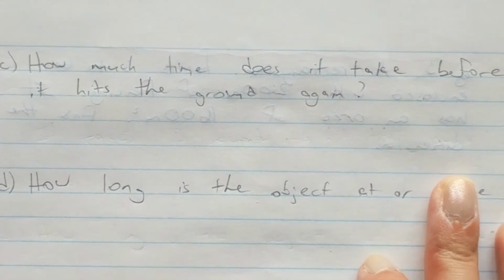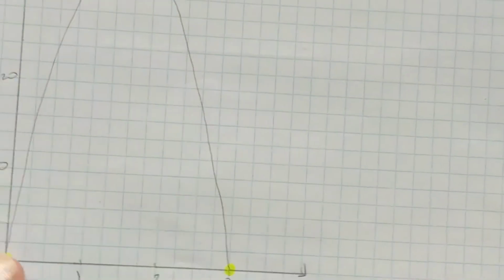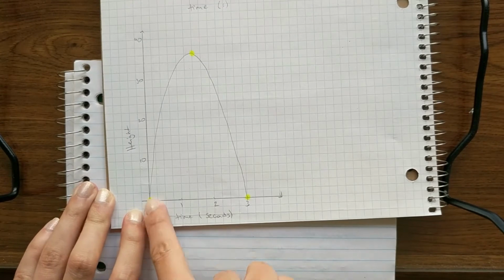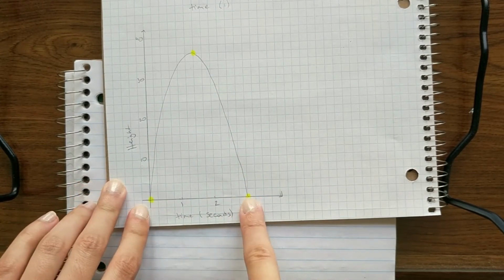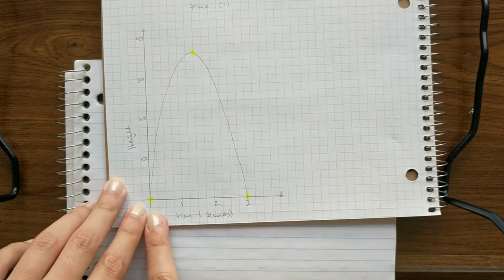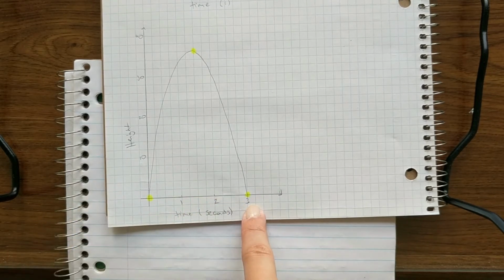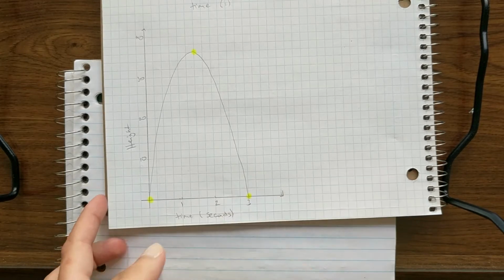How much time does it take before it hits the ground again? Let's just reconsult with our graph here. We can imagine that we are starting from 0 and it's going up and back down. So we're starting at the ground. We are asked how much time it takes before it hits the ground again. As it's going up, time is elapsing, and it hits the ground back again at 3. So it's our second x-intercept.